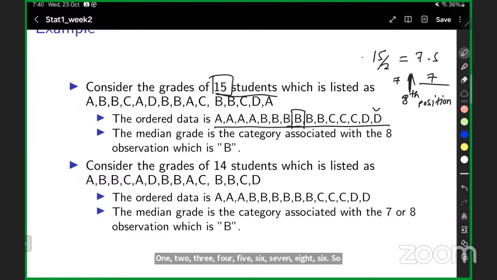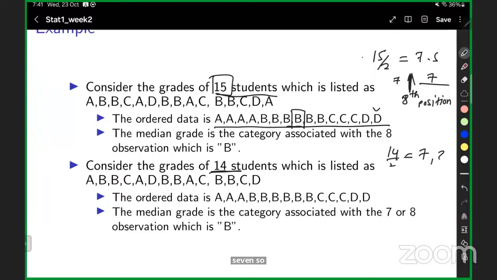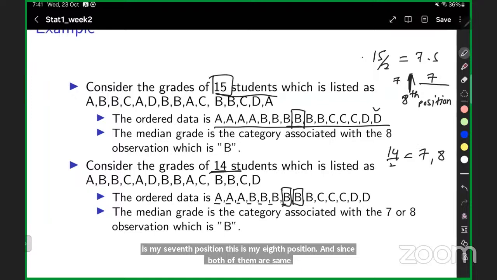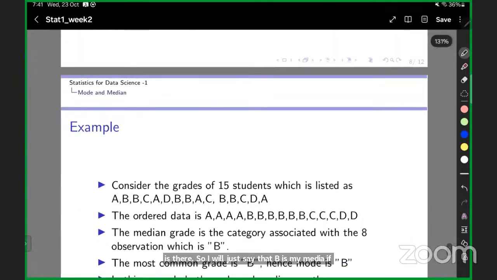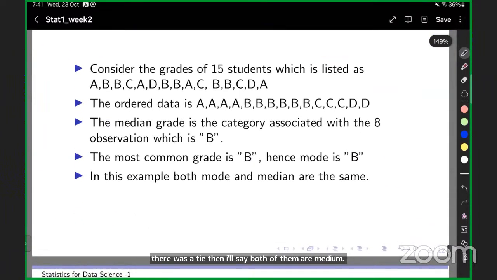Now what if we had an even number? First, I'll order definitely. Since I have 14 students, 14 by 2 is 7. So I should pick the 7th and 8th, both, right? Let's see: 1, 2, 3, 4, 5, 6, 7. This is my 7th position and this is my 8th position. Since both of them are the same, there's no clash, no tie. So I'll just say that B is my median. If there was a tie, then I'll say both of them are median, if they are different categories.